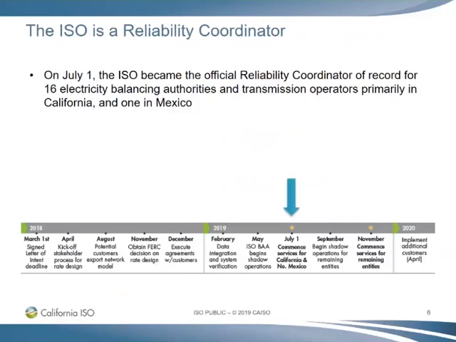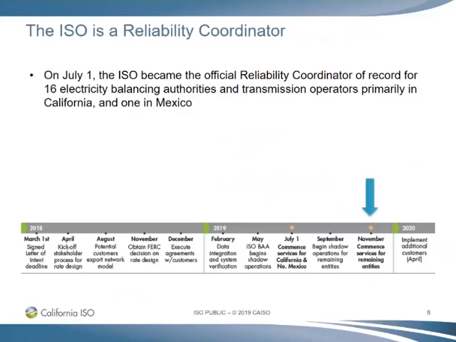In the first operational phase, RC West officially took over RC services for balancing authorities and transmission for the majority of California and one entity in Mexico, Centro Nacional de Control de Energía, or CENACE.